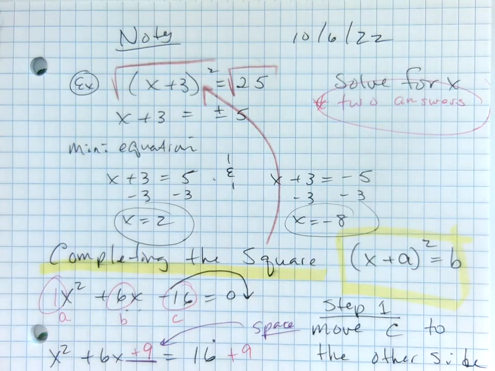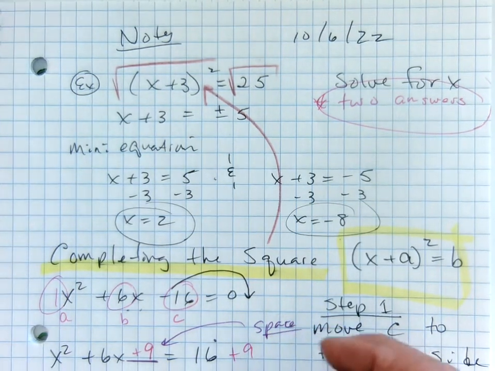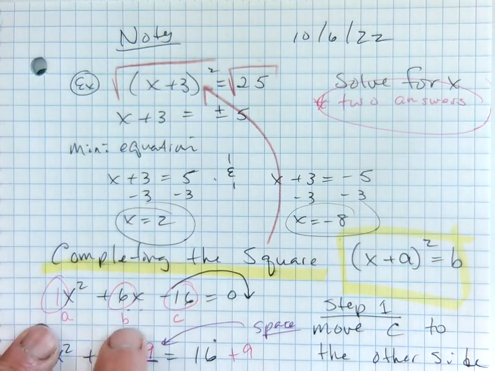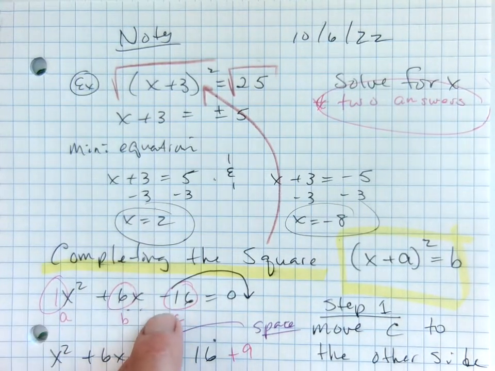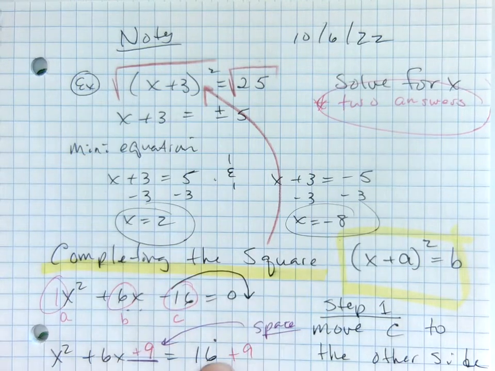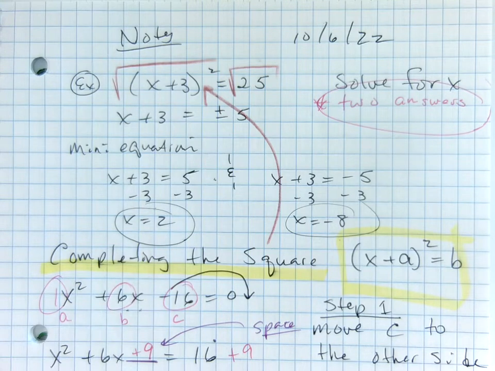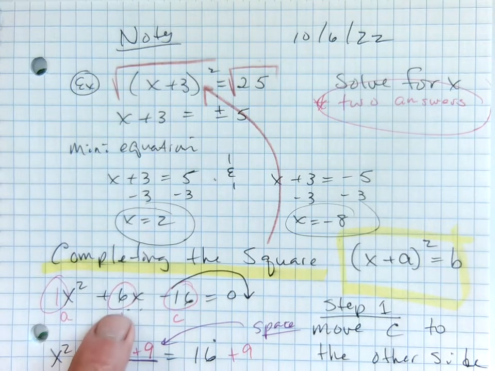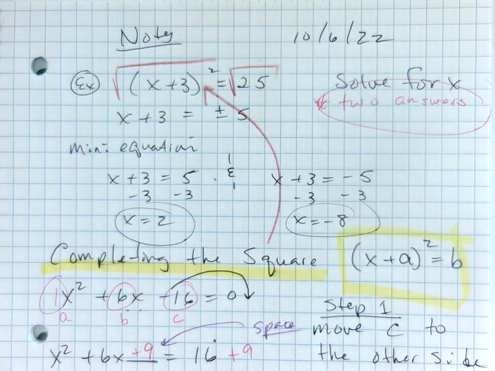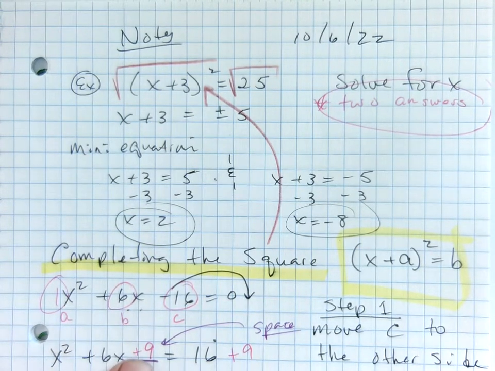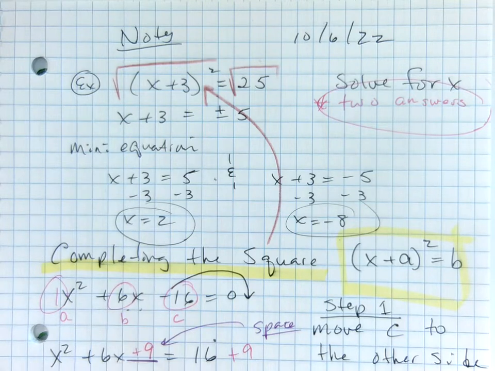So here's how complete the square works, okay? Step 1, here's my steps. Step 1, move C, that's A, B, C, move C to the other side. So add the 16 and bring it over here. Step 2, we're going to take half of b and square it. So b in this case is 6. Half of 6 is 3. 3 squared is 9. So I'm going to add the 9 to both sides. Add 9 here and add 9 here.